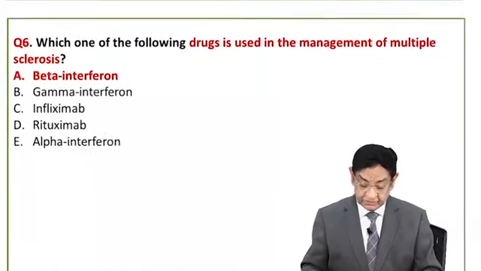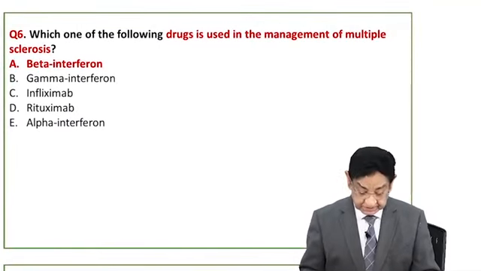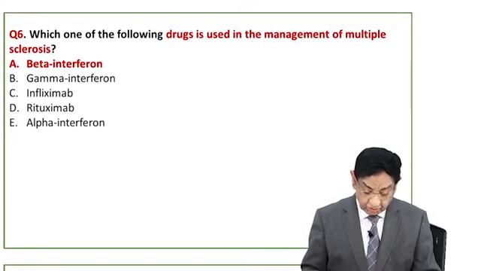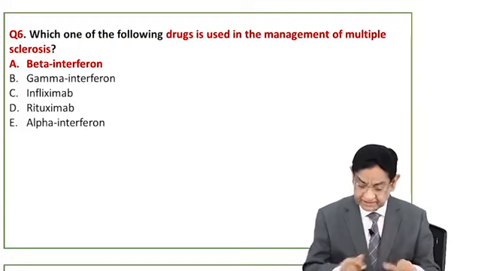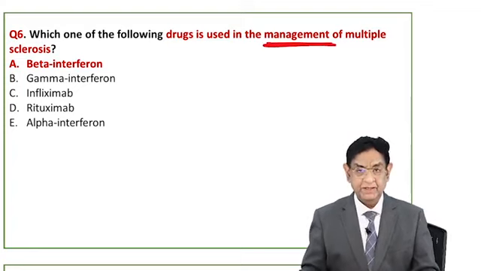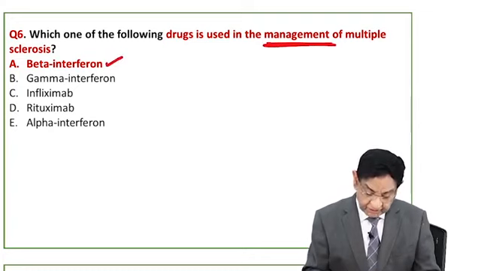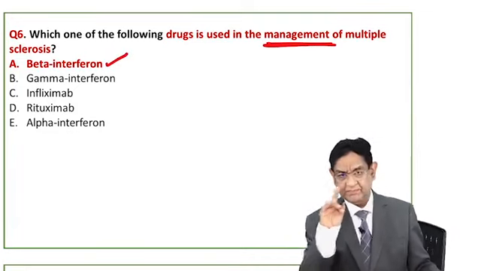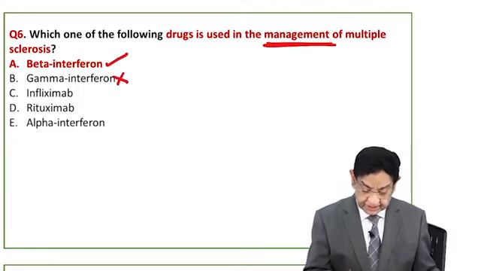Well, which of the following drugs is used in the management of multiple sclerosis? If you look into this, all of them are... Now again, a very confusing question is this. He says in the management of multiple sclerosis. Okay, if you look into the options, beta interferon, we know that we use as a prophylactic drug. Do we use gamma interferon? No. Infliximab, no. Rituximab, no. None of these.